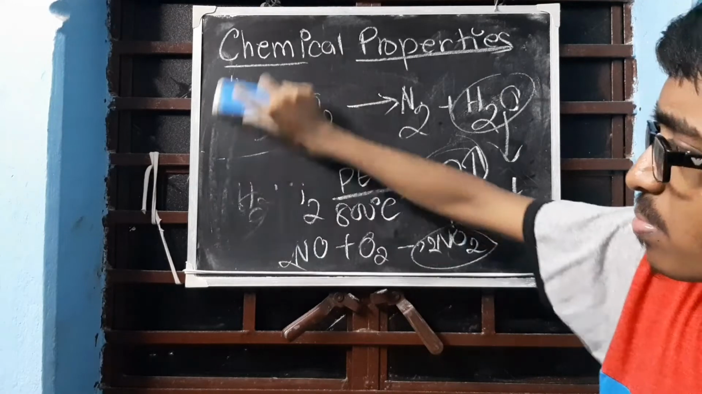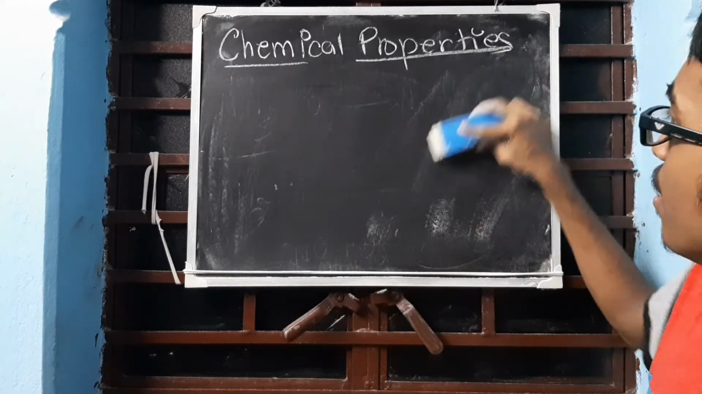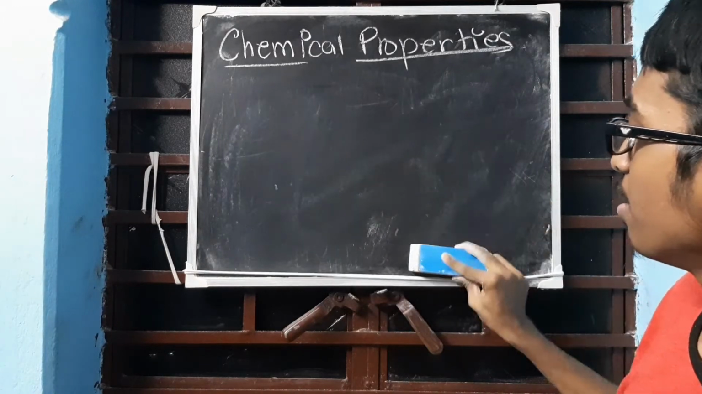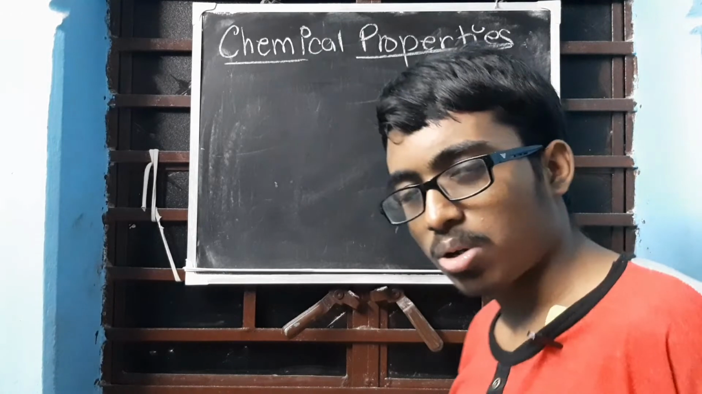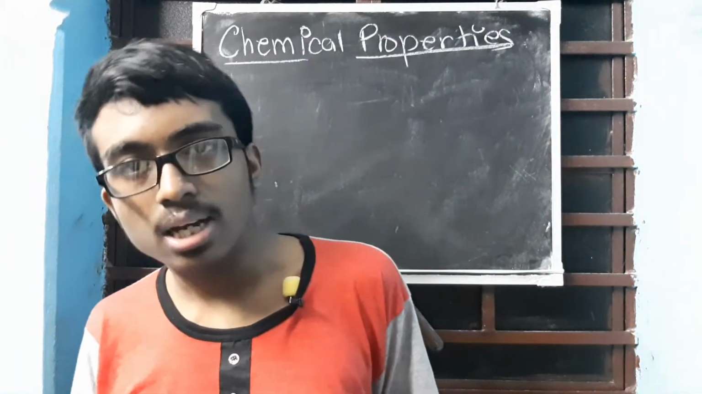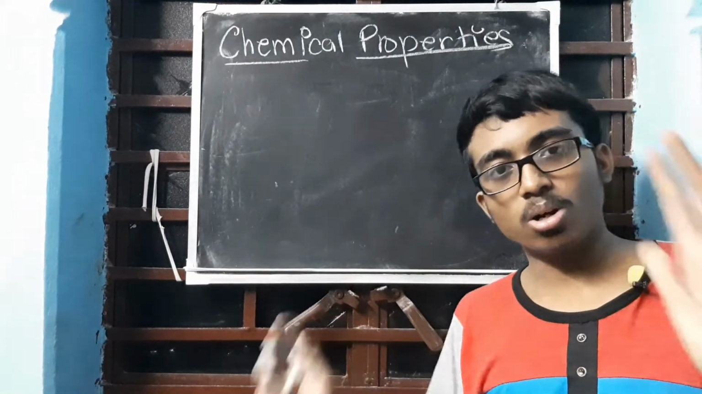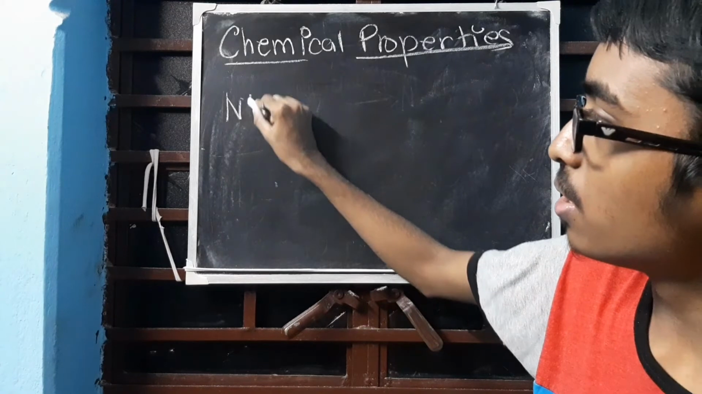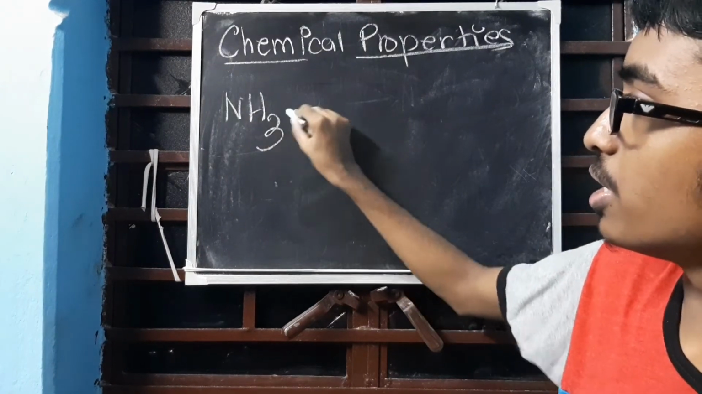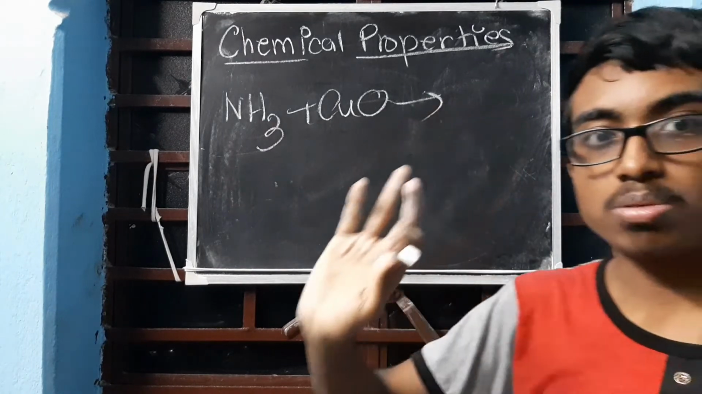Okay. Next, reducing property of NH3. What is reducing property? What do you mean by reducing agent? Itself will go under oxidation, but it will reduce its closest friend. Suppose NH3 is there with CuO. What will happen? Suppose NH3 is a very close friend of CuO.